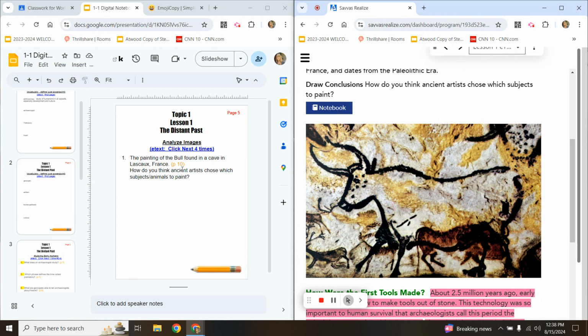How do you think ancient artists chose which subjects or animals to paint on their wall? So this is an opinion question. If you're using the actual textbook, it'll be on page 10. Look at the picture, this painting of this bull. How do you think that they knew to draw this? This looks like an actual bull. How did people from thousands of years ago know what a bull looked like?